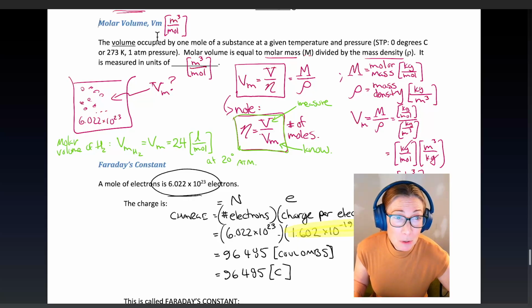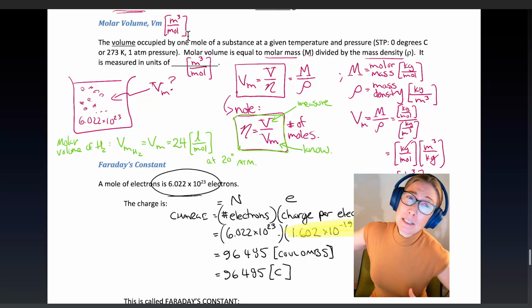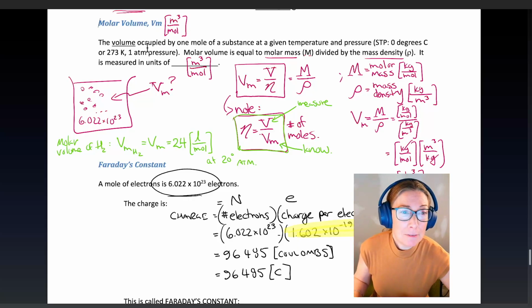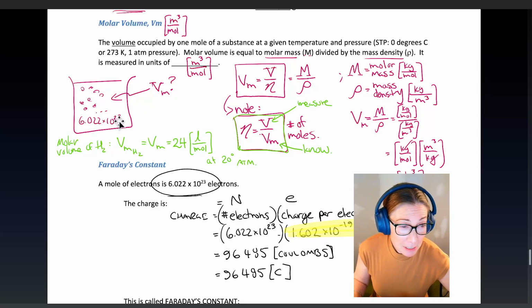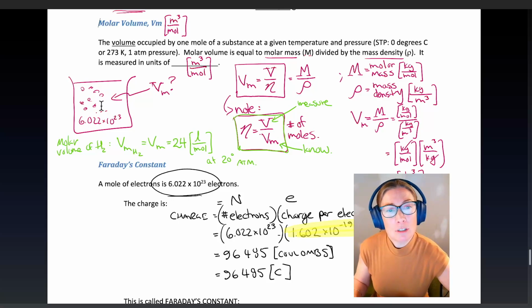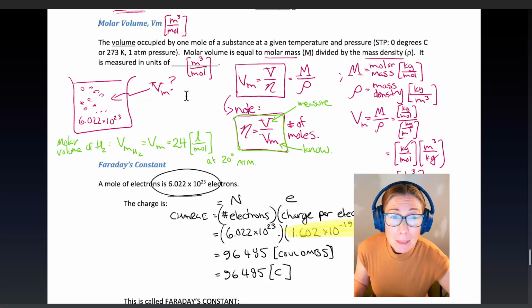Okay, so molar volume is the meters cubed. It's how big that space is when I counted out a mole of these. I have a diagram about it here. I've counted 6.022 times 10 to the 23 of something. I've put it in a vessel and it made this amount of meters cubed. So molar volume is the volume over the number of moles.